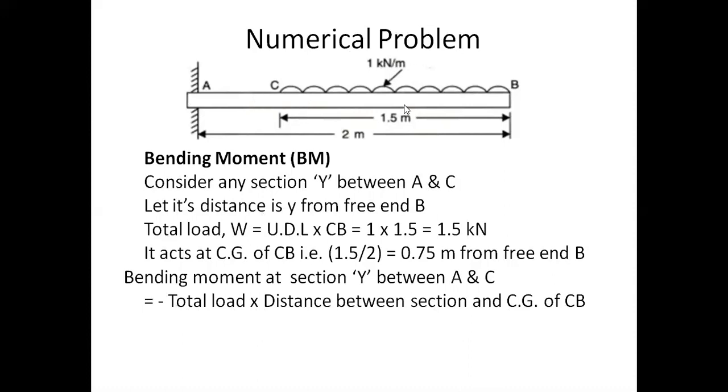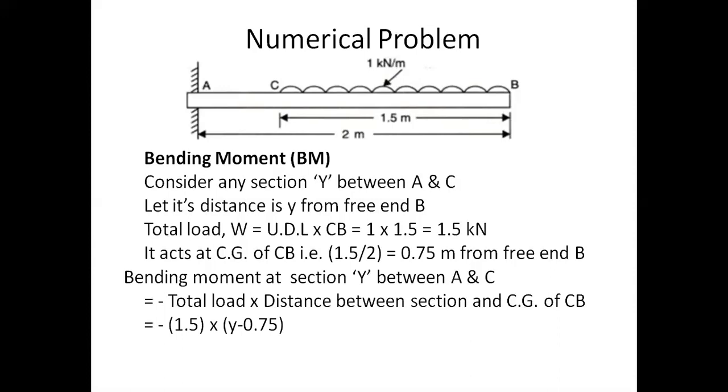And the negative sign, as I said, is because it is making a hogging. That is, this is making this type of bending moment, that is hogging. Therefore, the minus sign is given here. Clearly, the total load is 1.5 into the distance between the section and the CG of CB, which is 0.75. So from this portion to this portion is Y, and this portion to this portion is 0.75. Therefore, the distance between them will be Y minus 0.75.